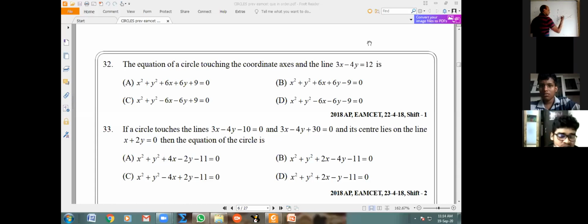One is a circle like this. Another one is somewhat like this. Another one is somewhat like this. Another one is somewhat like this. You can take the options and verify. You can take each option, take the center, take the radius. From the center, you find the perpendicular distance to the given line, whichever is equal to the radius. You can verify that way.